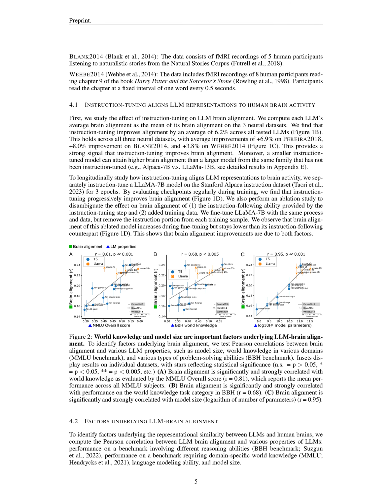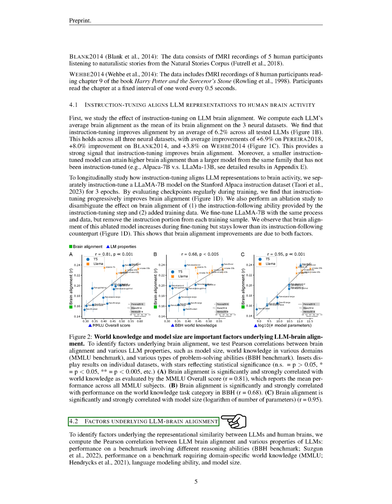Section Summary. In this section, the authors evaluate the brain alignment of different language models, LLMs, by comparing their representations to human brain activity. They use fMRI recordings of human subjects reading language stimuli and measure the similarity between LLM representations and the recorded brain activity. They find that instruction tuning improves brain alignment, with an average improvement of 6.2% across all tested LLMs, and that smaller instruction-tuned models can achieve higher brain alignment than larger models from the same family.